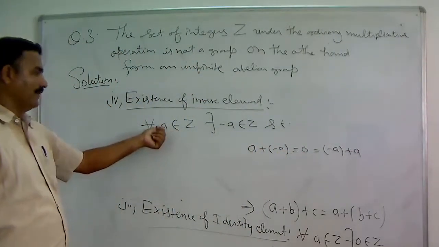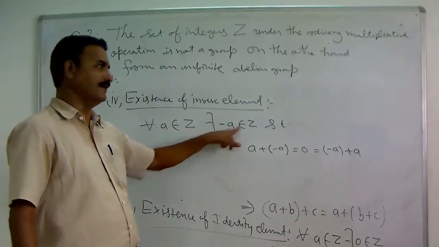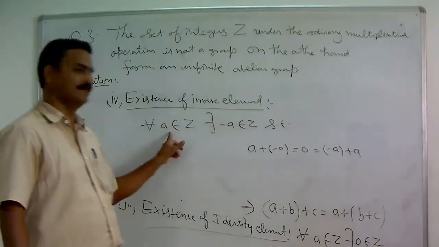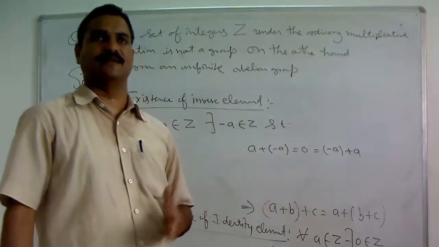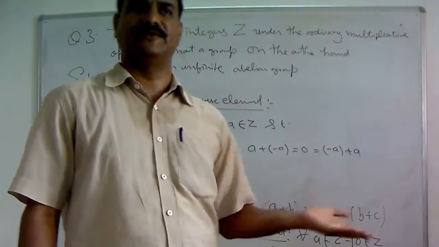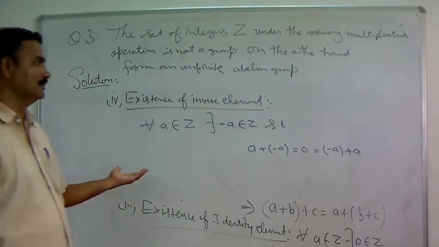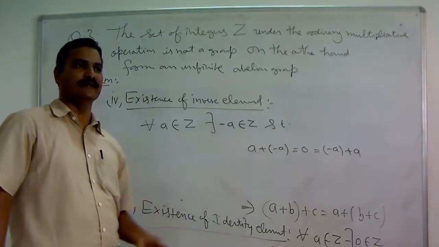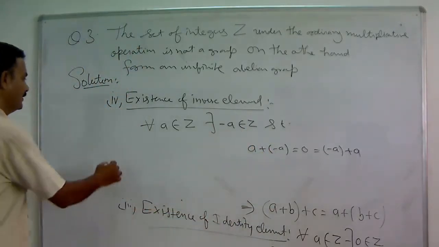So for every member a which belongs to Z, there exists a minus a element in Z, which is the inverse of this. Like the inverse element of 2 is minus 2, the inverse element of 3 is minus 3, and 4 minus 4, 5 minus 5, and so on. And the inverse element of the identity is the identity element itself, so the inverse of 0 is 0 itself.